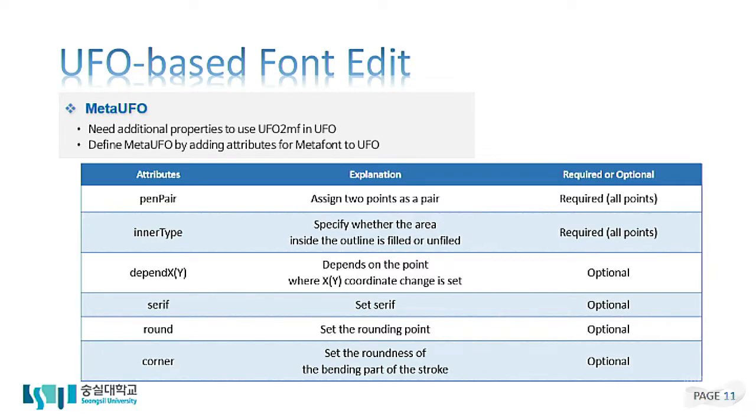We want to add some attributes, for example, pen pair. If we want it a little bit thicker, then this pairs together two positions. If we want to enlarge it, it is possible to do so. So the inner type depend function is that if there is some point and we enlarge it, the other point needs to follow that movement. And also serif, round, and corner, we define.